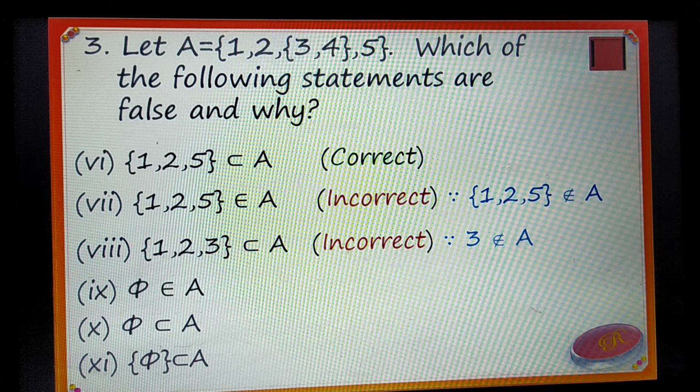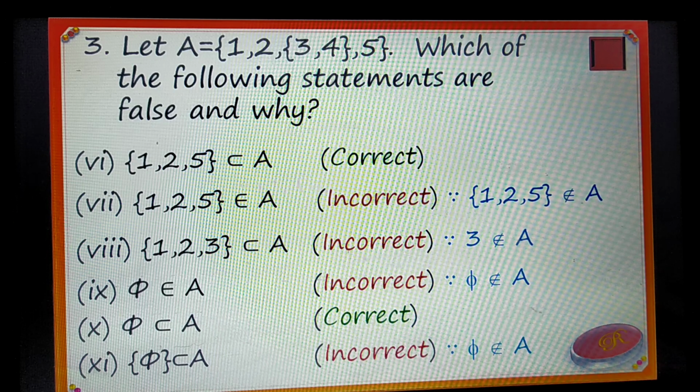Ninth statement. 5 belongs to A. Solution. Incorrect, because 5 does not belong to A. 10th statement. 5 is a subset of A. Solution. Correct. 11th statement. Set with element 5 is a subset of A. Solution. Incorrect, because 5 does not belong to A.